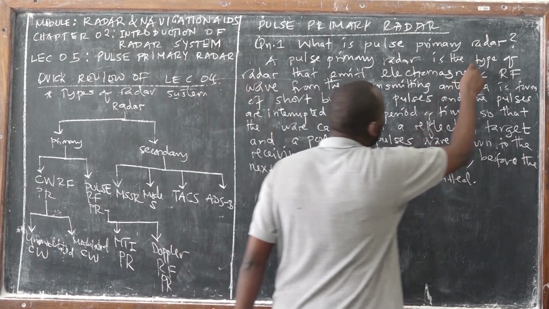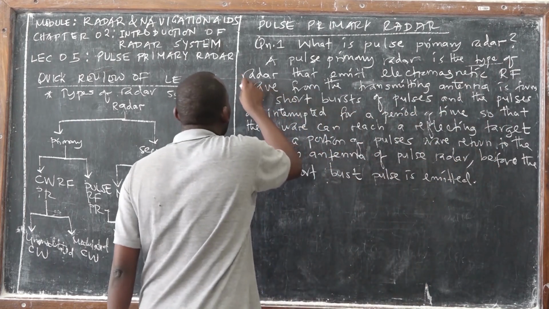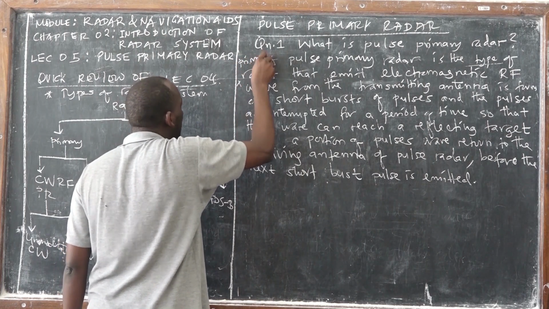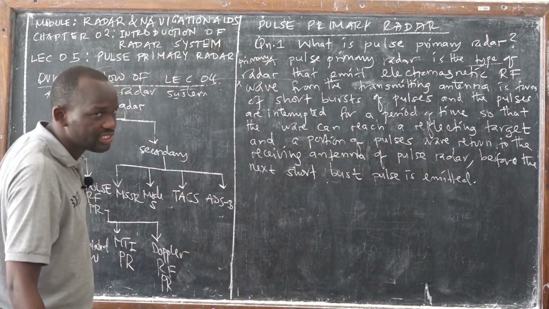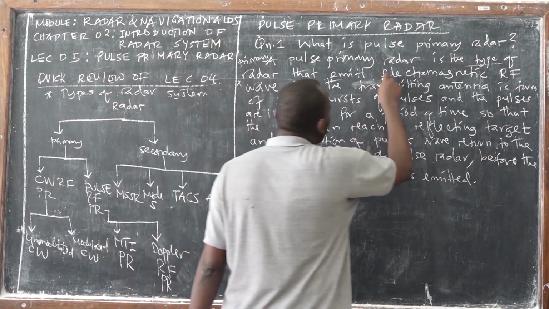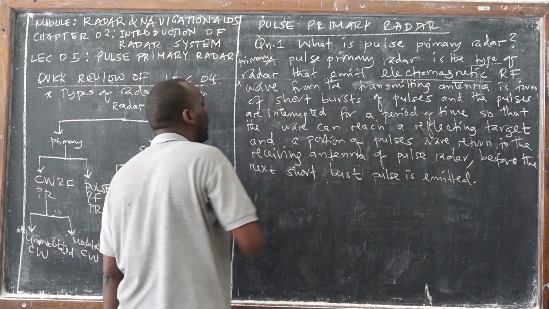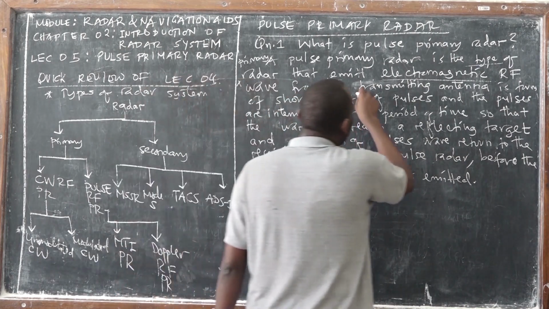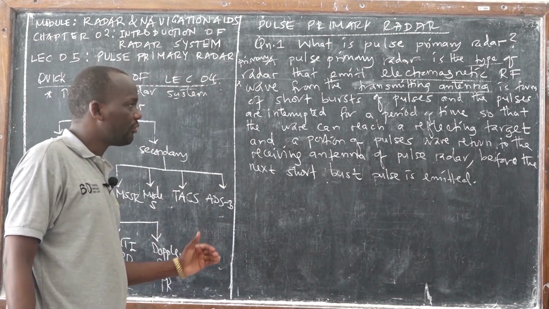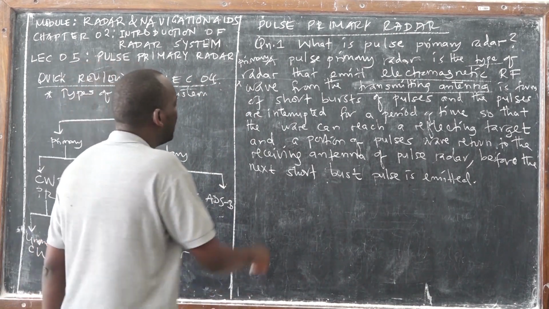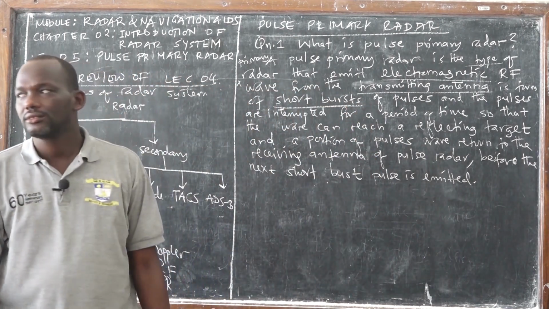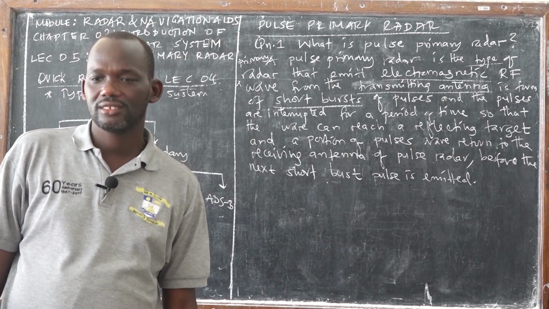This is the type of primary radar, as we discussed in lecture 4, that emits electromagnetic radio frequency wave from the transmitting antenna. That's what we have learned. But in which form? In form of short bursts. Say short bursts.